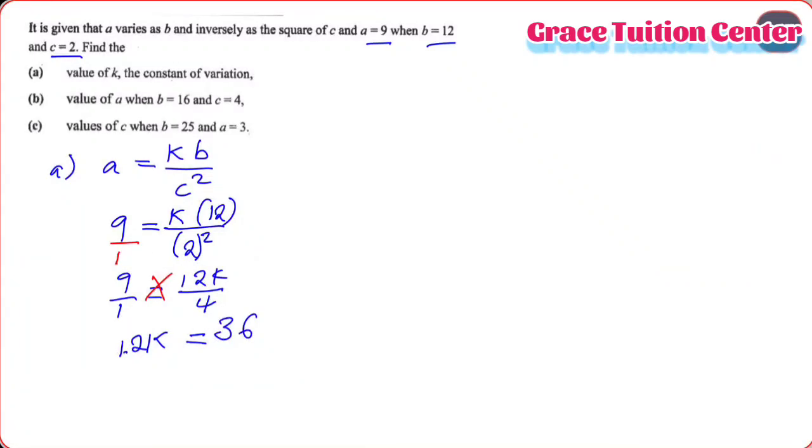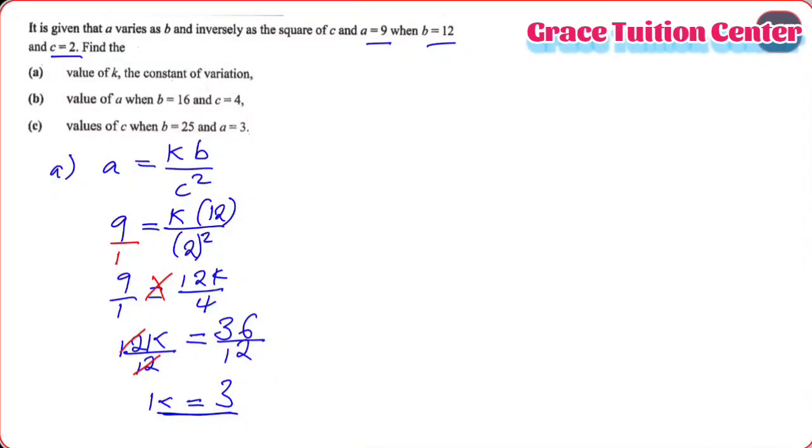To get the value of K, we divide here by 12, we divide here by 12. If you do that, this 12 will cancel that 12, and we remain with K. K is equal to, how many times does 12 go into 36? It goes there 3 times. So that is the value of K in this situation.